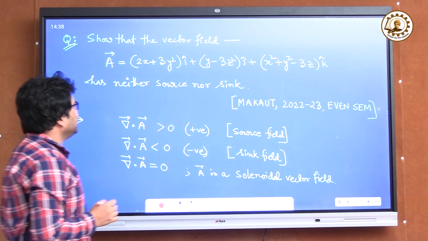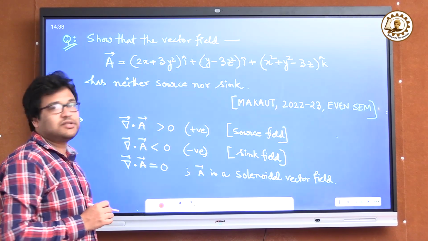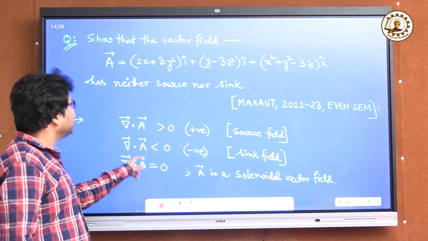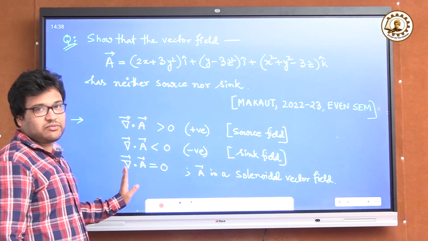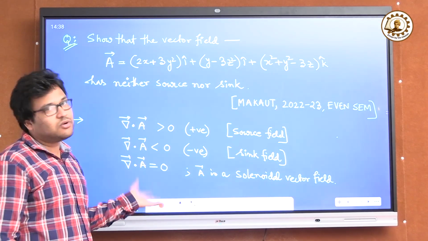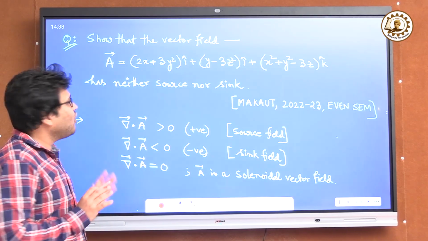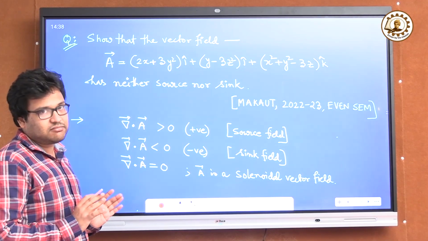In the given question, it is said that we have to show that A vector has neither source nor sink. That means we have to show that the divergence taken over this given vector field A is simply equal to 0. That means it is neither source nor sink. So we just simply have to take divergence over this given vector, and we have to show that it leads to 0 result. So let's start.